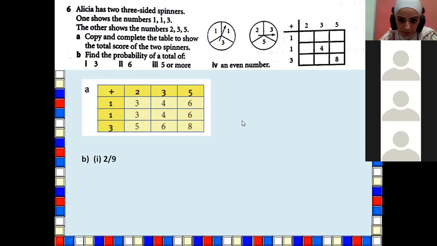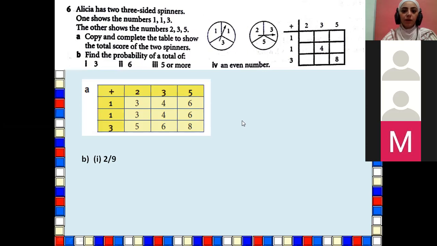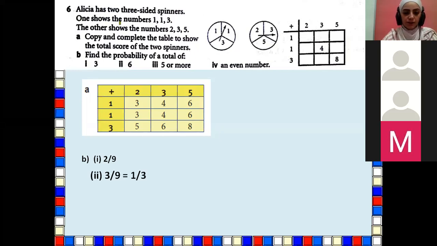Hamad Haddad. Hi teacher. Okay, in B double I, find the probability of a total of 6. Look at your table. How many 6 do you have? 3 out of 9. Yes, excellent. Which is 1/3 in simplest form.